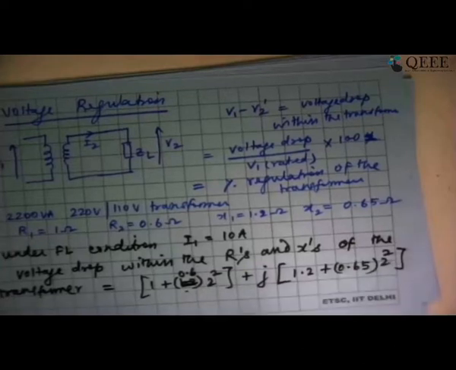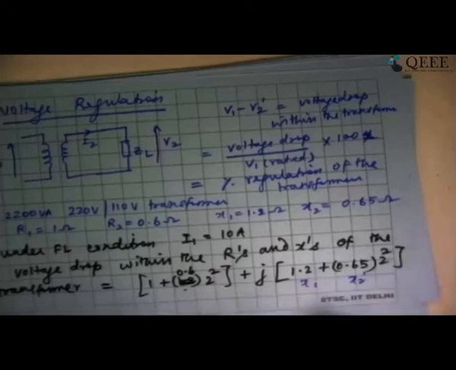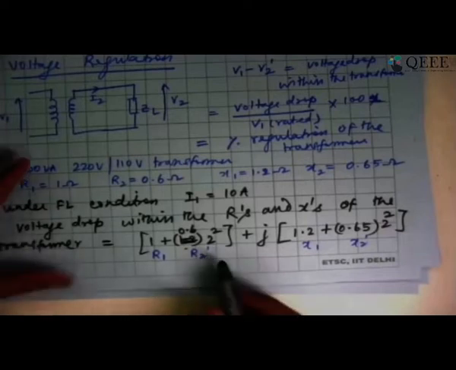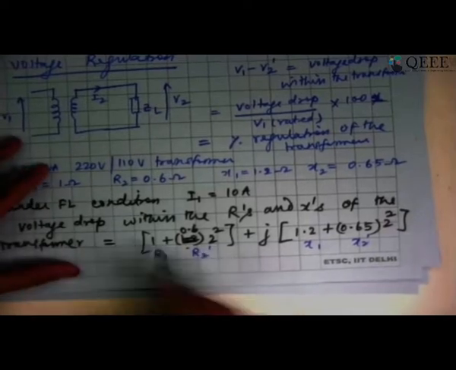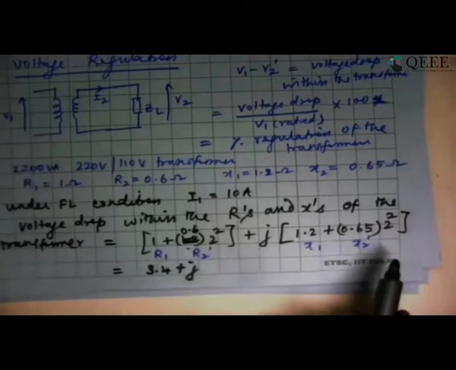So this is my X2 dash, this is my X1, this is my R2 dash, this is my R1. So that's all I have written. Okay, so all of them we have written together. So 2 square is 4. So 4 multiplied by 0.6. So this is 1 plus 2.4, that is 3.4 plus j multiplied by, this is 0.65 multiplied by 4.